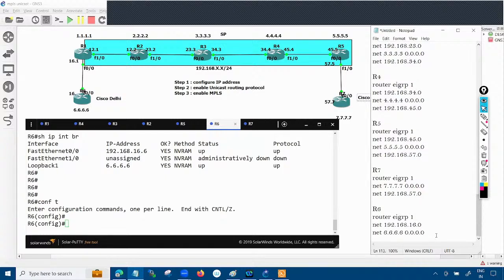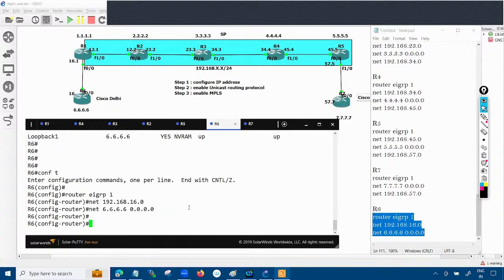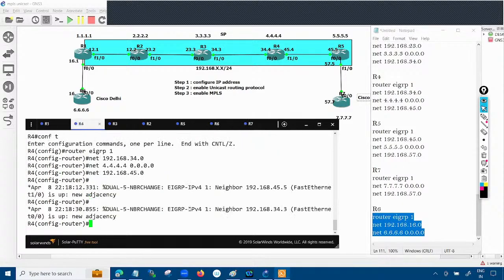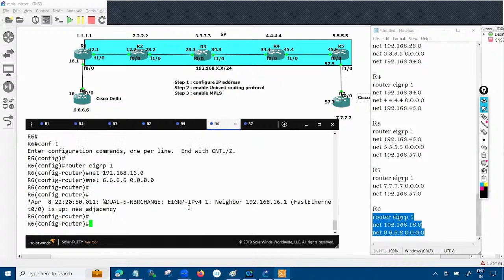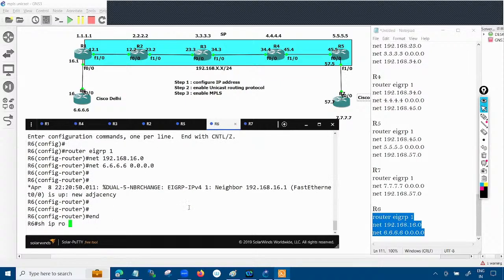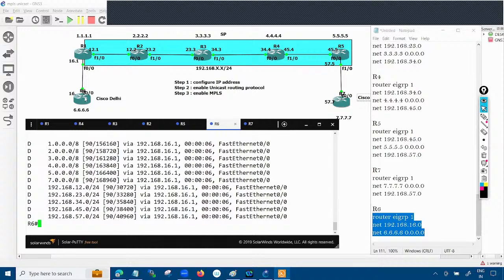Then R6 now we have. Bingo. All done. So if you see on router 6, I have it in my routing table. So with IP route on router 6, you can see that I have 7777, right? And I can send the packet.